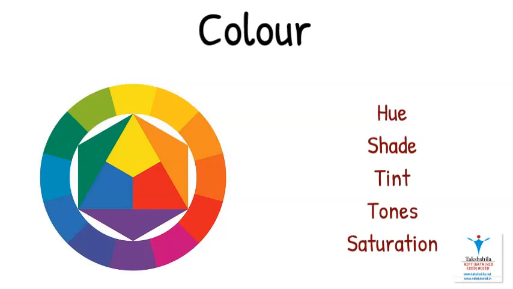Hue refers to the purest form of color. Shade is created by adding black to the hue. It is the darker version of hue. Tint is created by adding white to the hue. It is a lighter version of hue. Tone is created by adding gray. And saturation refers to the purity of the color, that is, when the color is most intense, but not by adding black or white.